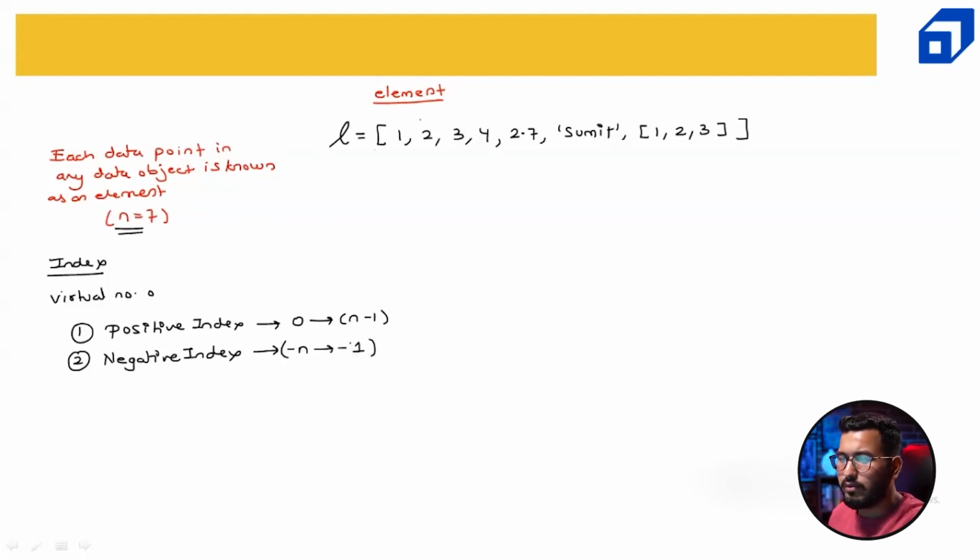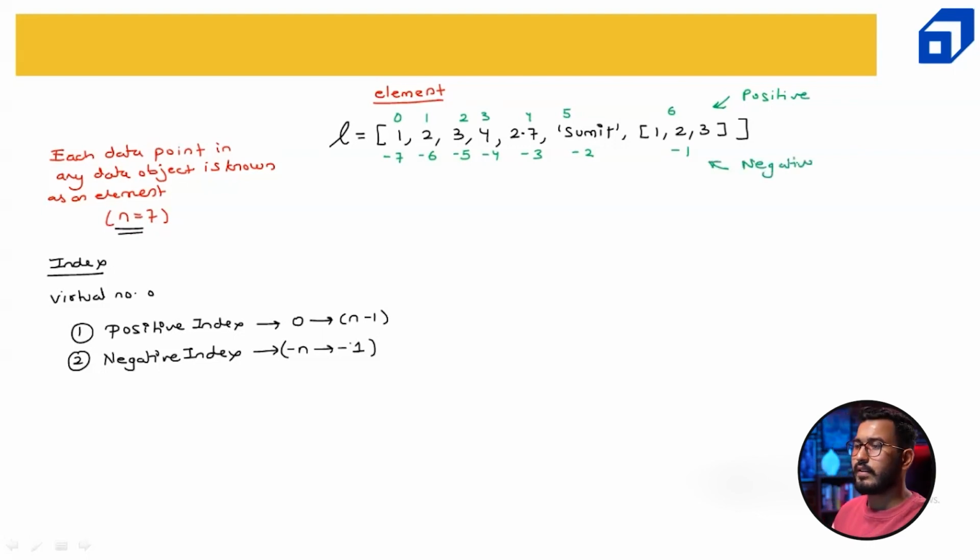So if I try to map my positive index, it will be 0, 1, 2, 3, 4, 5, 6, and my negative index is minus 7, minus 6, minus 5, minus 4, minus 3, minus 2, minus 1. So this is the positive index, while this one is the negative index.